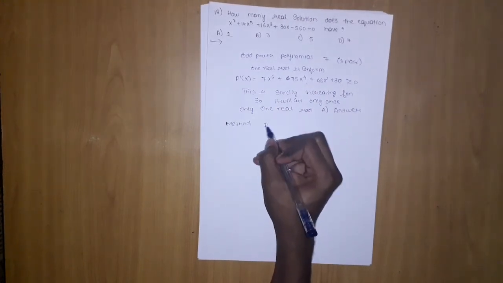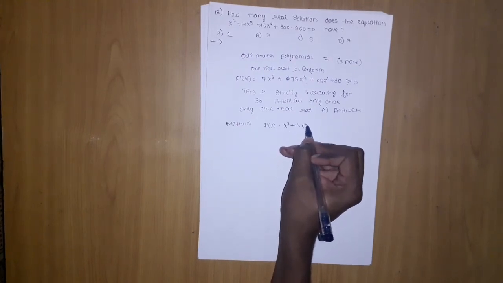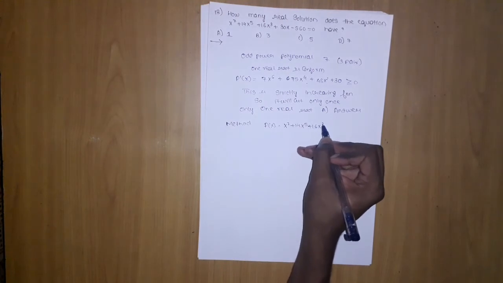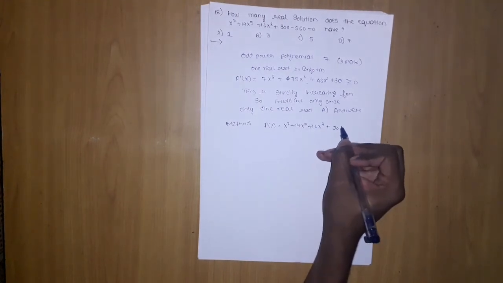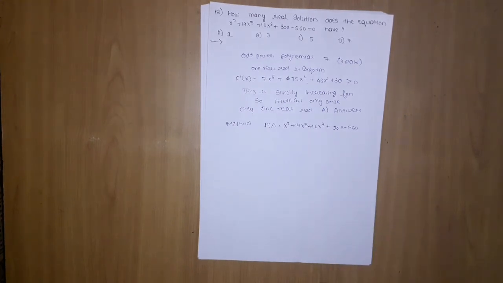Now just take it as f of x: x raised to 7 plus 14 x raised to 5 plus 16 x cube. This concept is based on the idea that if f of x is positive for one value and negative for another value, for example f of 0 is positive and f of 1 is negative, then there will be at least one point at which it will cut the x-axis, so there must be a root between them.